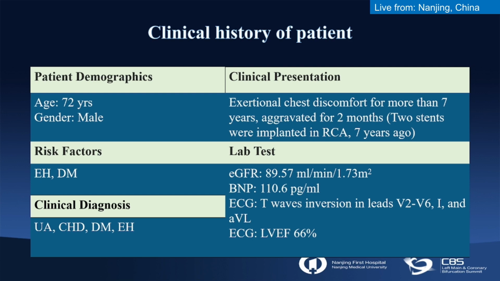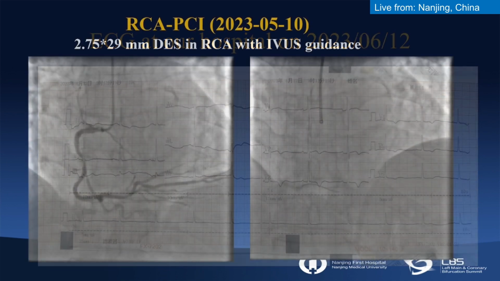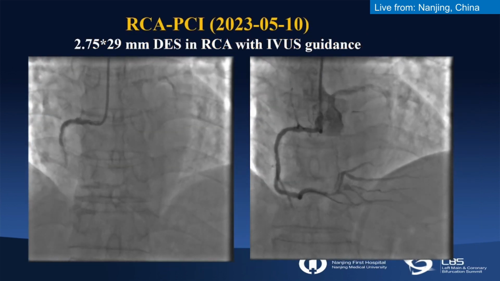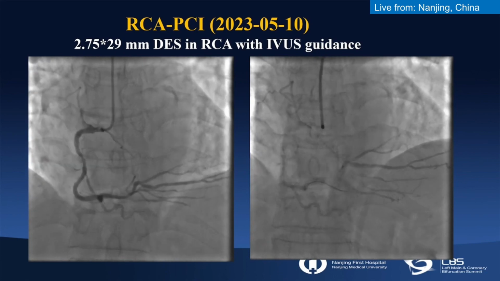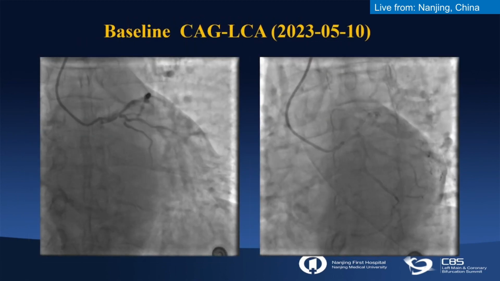Lab tests at our hospital showed his eGFR and BNP were almost normal. ECG found T-wave inversion in leads V2 to V6. This was the baseline ECG. From angio, we could find severe stenosis in the middle right coronary artery. Today, the target lesion is the left coronary artery.